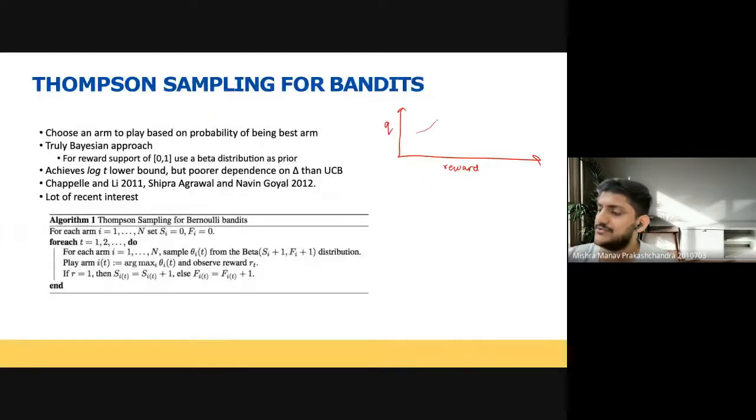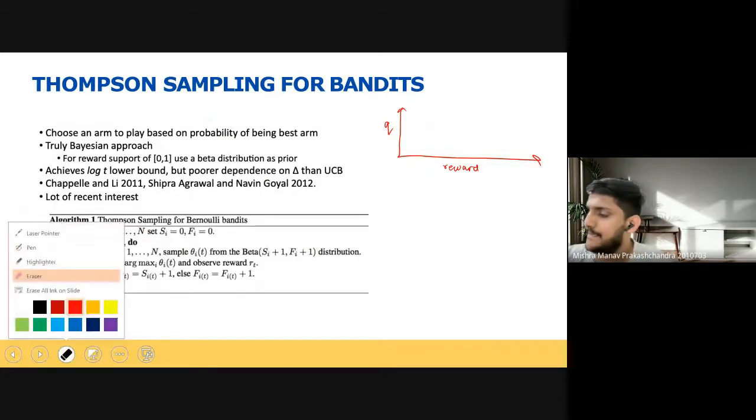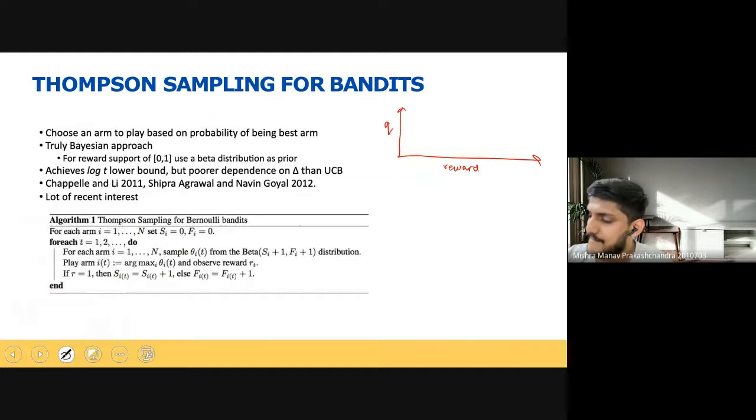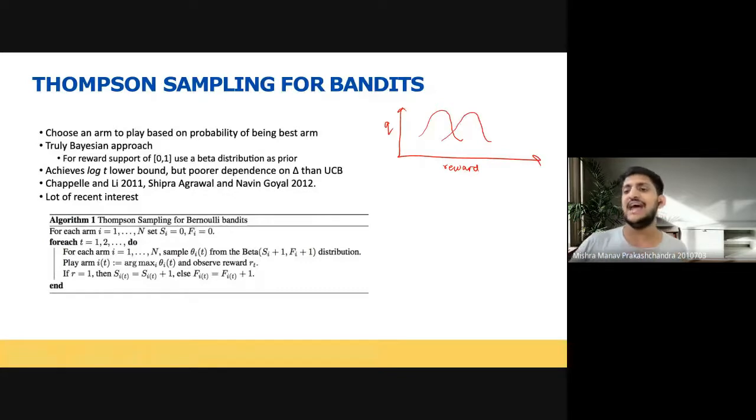Let's say I have only two arms, like this and another arm like this. So I make some underlying assumption. Here, I'm assuming the distribution is Gaussian and it's bounded between 0 and 1. Usually Gaussians have a bound from minus infinity to infinity, but you can always make a change of variable, like instead of x, you replace it by tanh of x, the hyperbolic tangent function. That way you get a Gaussian which is bounded between 0 and 1. Here this is necessary: the reward support should be between 0 and 1.